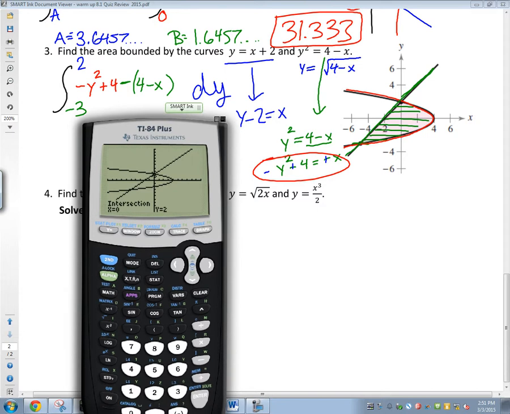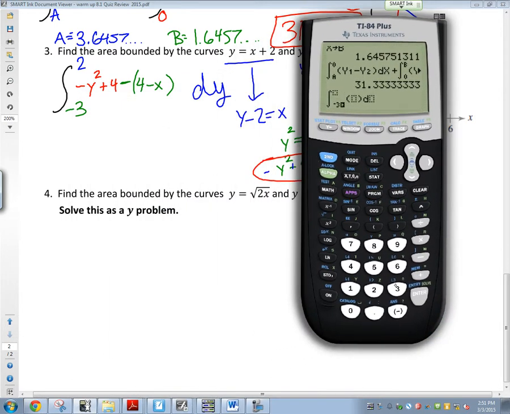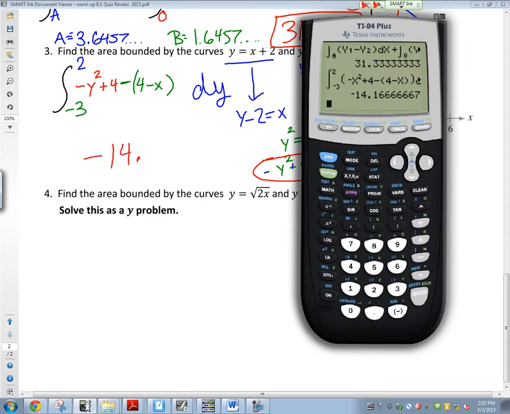Okay, so now let's type that in. So math 9. I want to integrate this from -3 to 2. And now my equation is the negative y squared. Well, I'm not going to use y. I'm going to use x. I don't have a y button that works there. So negative x squared plus 4 minus that whole thing in parentheses, 4 minus x in parentheses. Close it. dx. Enter. There's my answer for that one. Negative 14.167. I had to integrate it in terms of y.